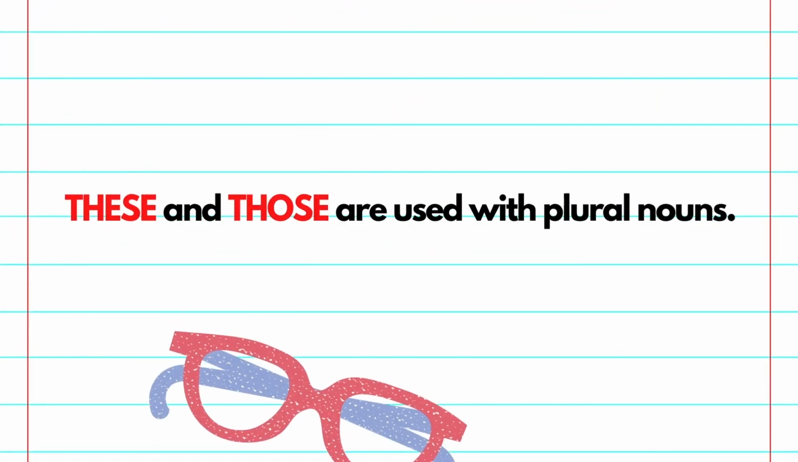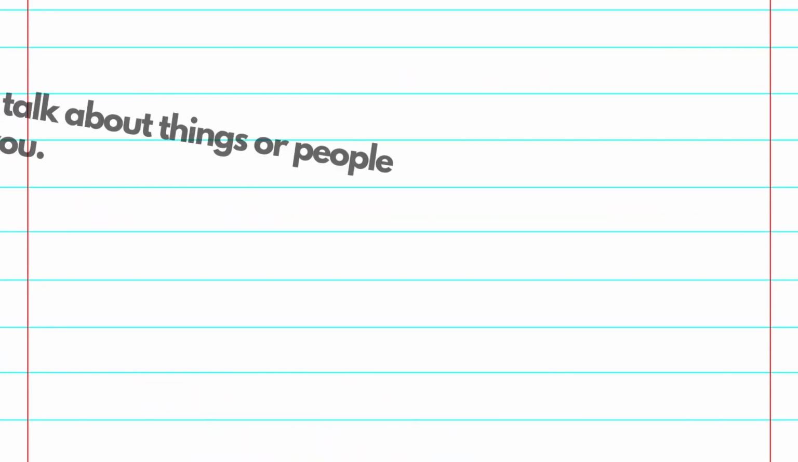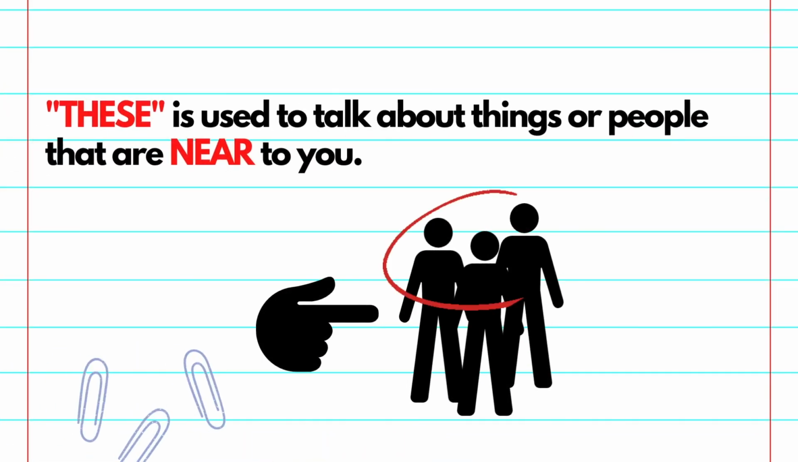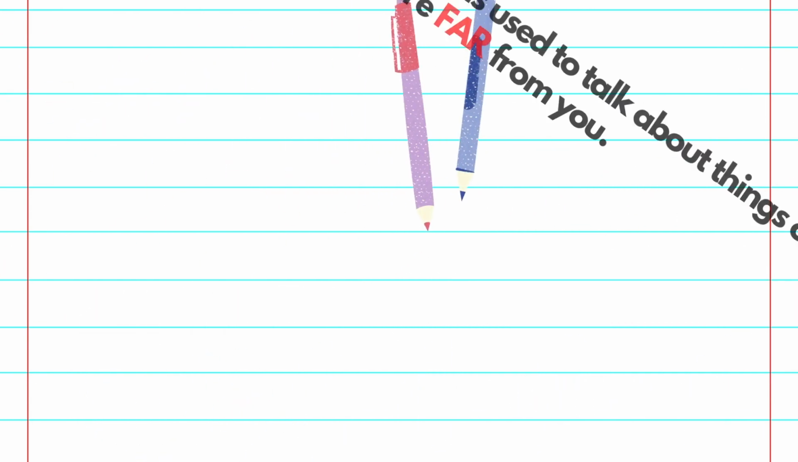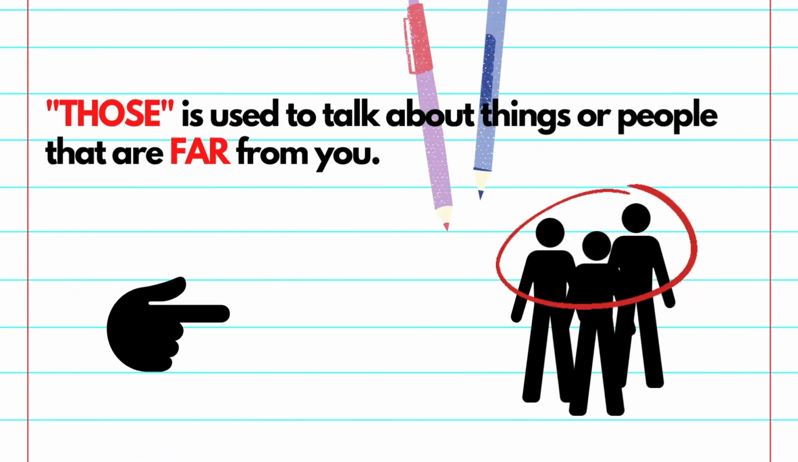These and those are used with plural nouns. These is used to talk about things or people that are near to you. Those is used to talk about things or people that are far from you.